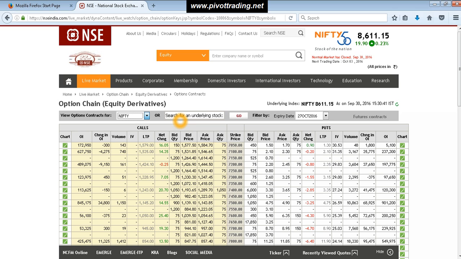Now, as I mentioned, there are two types of options, call and put. See here, this is calls and here this is put. So the left hand side are the call options and the right hand side are the put options. Now let me show you how to study this table. Also look here: the underlying index value is 8611 as on 30th September. It means that the Nifty index currently is 8600.